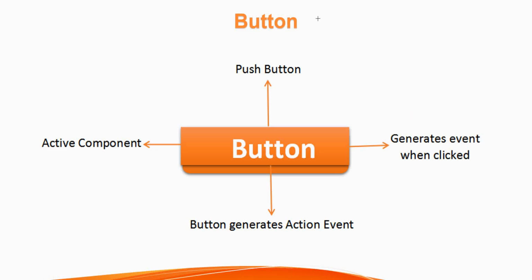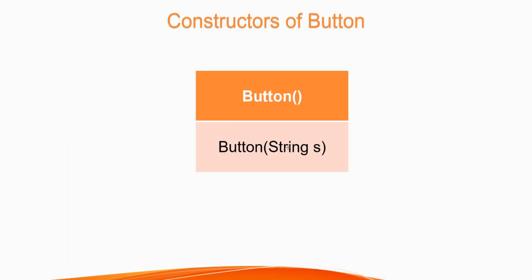Button is also called a push button. This is the active component which generates an event when clicked, and the event generated by a button is an action event, and this will be listened to by an action listener. Now let's find the constructors of the button class.